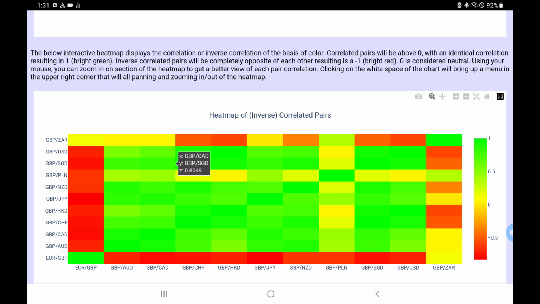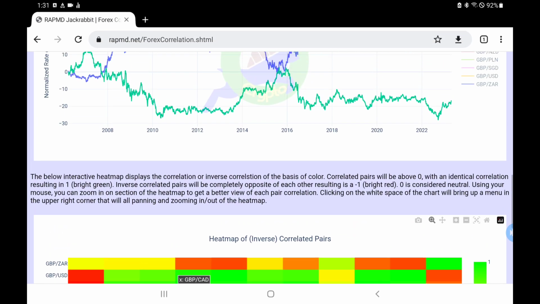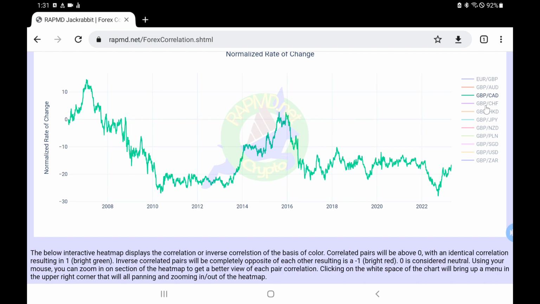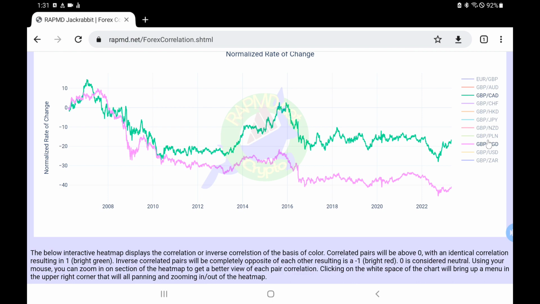And that would be the pound versus Canadian dollar and the pound versus the Singapore dollar. So we already have the pound Canadian. So let's turn that off. And let's go to the pound Singapore. And you can see here on this chart that the price of both of these pairs pretty much moves in the same direction of each other.